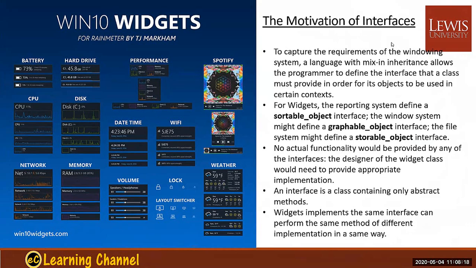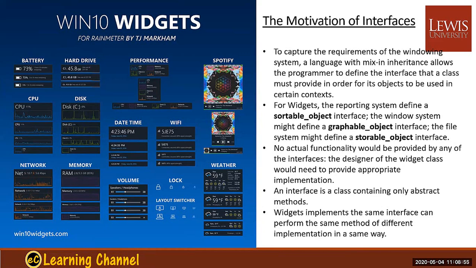The motivation is interfaces. So we have Windows 10 widgets. Windows 10 widgets are these: battery level, hard disk drive level, performance, Spotify interface, daytime, Wi-Fi, weather. These are widgets that can be shown on your Windows 10 cell phone, or maybe also your pad, a smaller device. You can implement some software and bring up these widgets pretty quickly. These different widgets are objects, and they may inherit something.